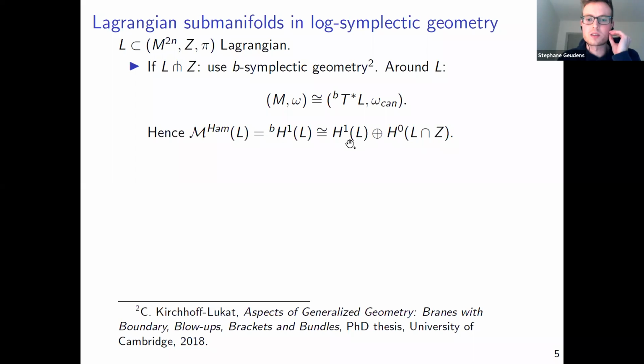And this can be expressed in terms of usual de Rham cohomology, like this. And so again, as in the symplectic case, you get a finite dimensional moduli space, at least for compact Lagrangians.